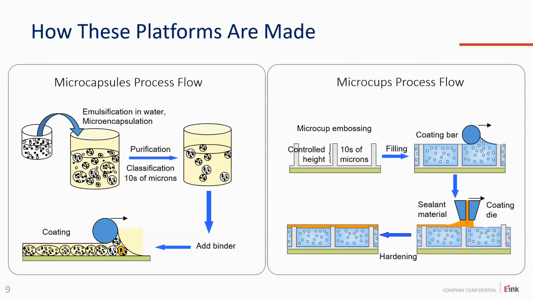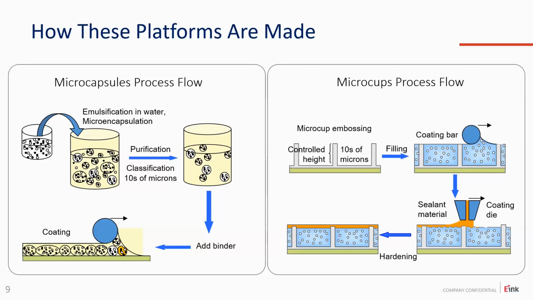Of course, you have all kinds of different sizes at that point. So you need to purify and classify, as we call it, so that you have the right cut of the size distribution. And after that, you add a binder. And that actually is kind of what we call a slurry, an ink, that you can then slot die coat on a PET ITO film.